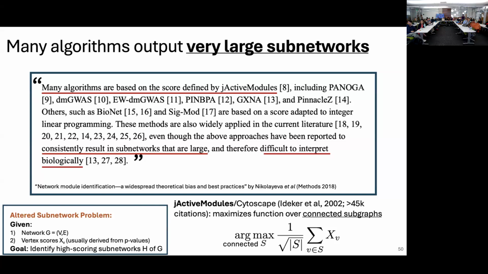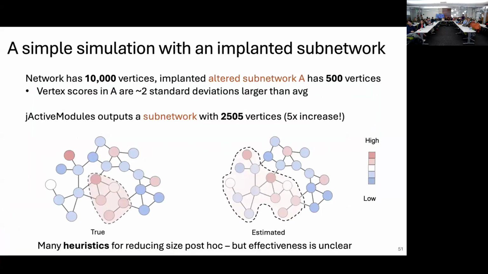I tried to investigate this, but it turns out that even in simple simulations, this approach from jActiveModules has a big issue. Here, if you take a network with 10,000 vertices, and I implanted a single subnetwork in here. It has 500 vertices, so 5% of the graph. And I give the vertices of this implanted network scores that are 2 standard deviations larger than the average score in the network. This seems like a pretty simple simulation. But if you run jActiveModules, it finds a subnetwork that has 2,500 vertices. That's a quarter of your entire graph, and a 5 times increase.